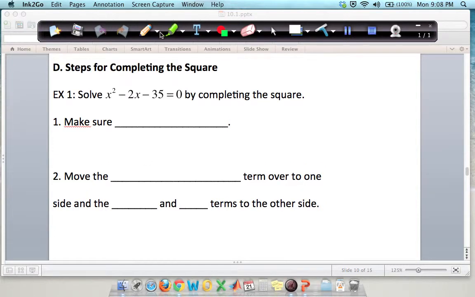Okay, steps for completing the square. The first thing you want to make sure is a equals 1. So the number in front of x squared has to be 1. If it's not 1, let's say it's a 2, that means you would need to divide every term by 2 to get rid of it.